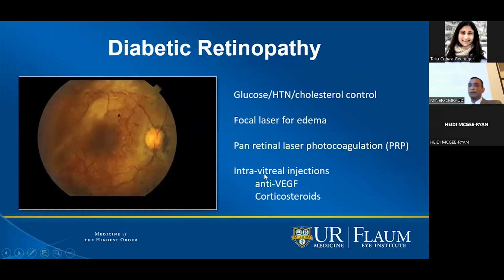And the other injection that I forgot to mention for macular edema is the corticosteroids. So you take care of the inflammatory component, and you inject basically corticosteroids into the vitreous. And one of the preparations is a 3-month-long implant, the Ozurdex, which some of you may have heard of or seen.